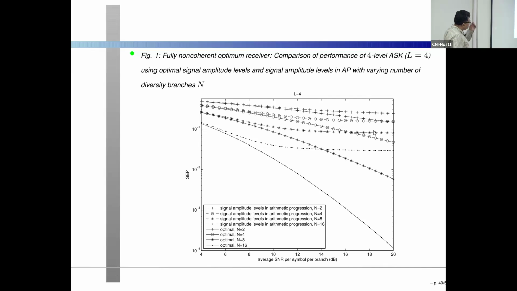So using arithmetic progression in non-coherent detection for Rayleigh fading channels is not good at all. You have to use geometric progression. Geometric progression is the quick one without optimization at all. You can use geometric progression and it is safe enough. Otherwise, you optimize the levels. Of course, when n increases, the performance improves. That is obvious.